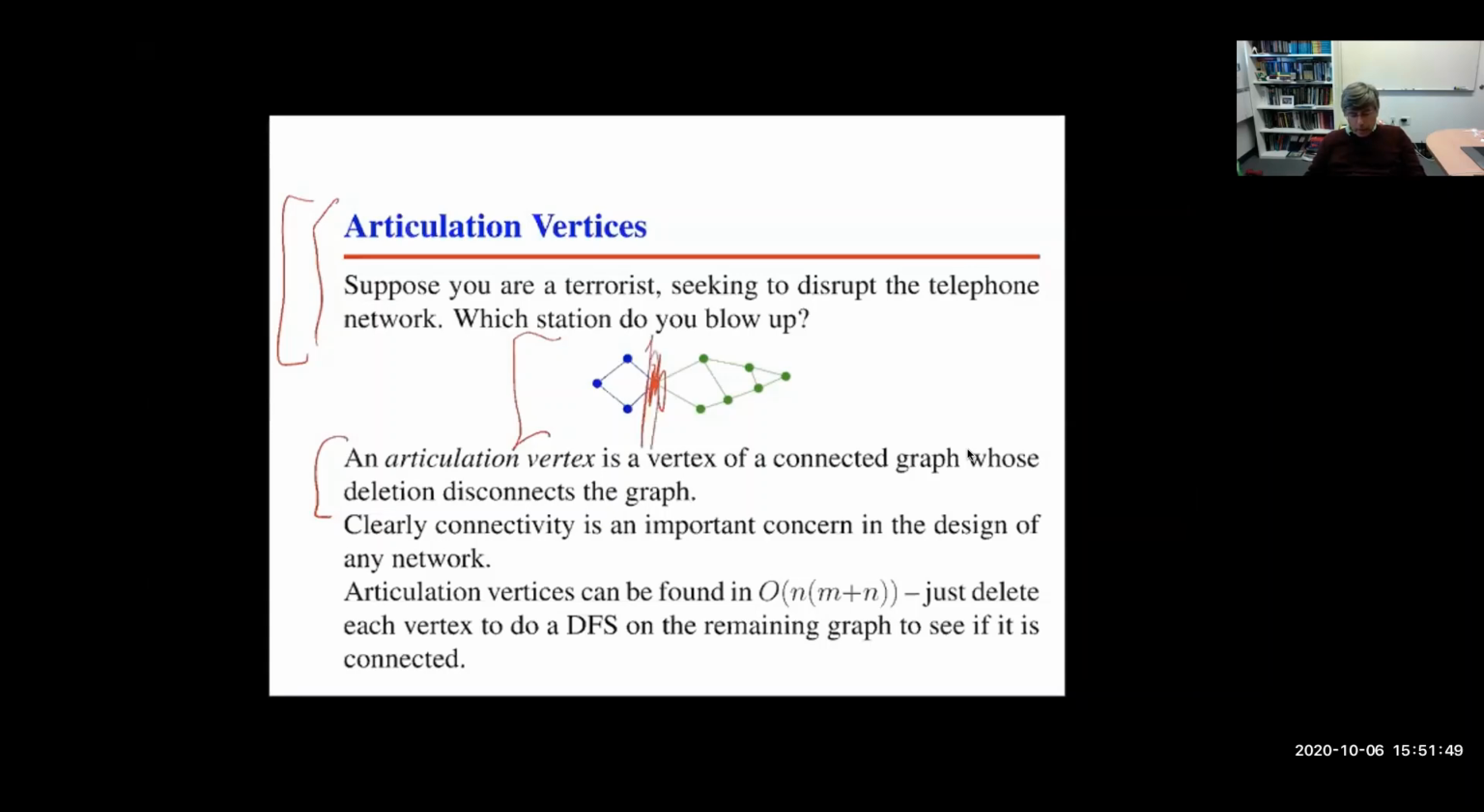Ideally, let's try this. Can anyone give me an algorithm to tell whether a graph has an articulation vertex, a vertex whose deletion will disconnect the graph? I want a correct, even if slow, one. How would you tell if the graph contains a vertex whose deletion will disconnect the graph? Any ideas?